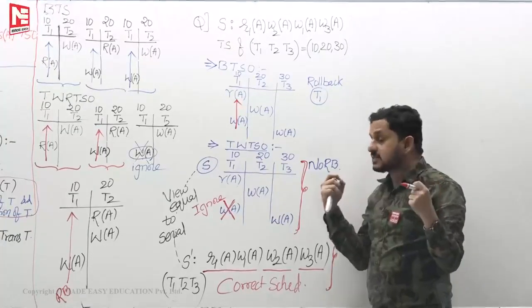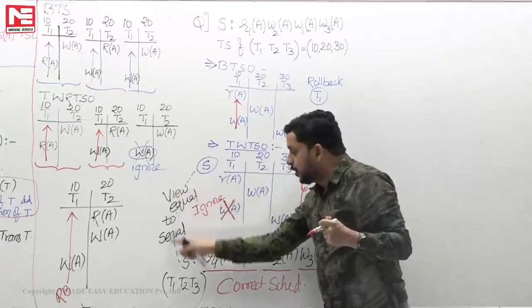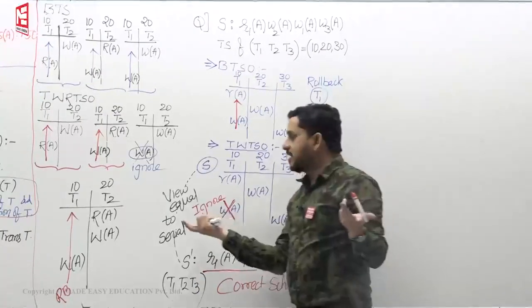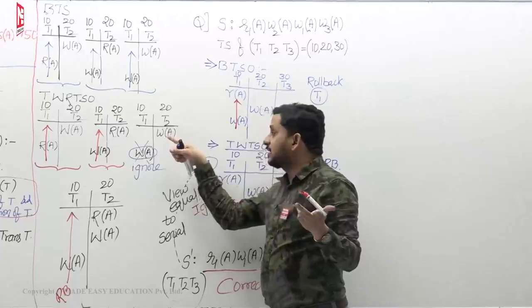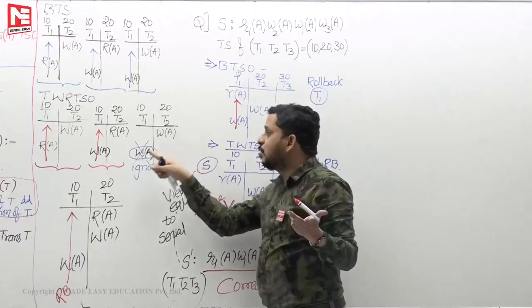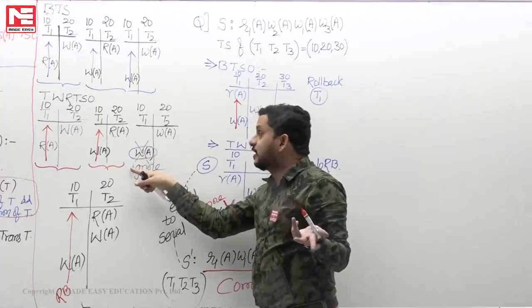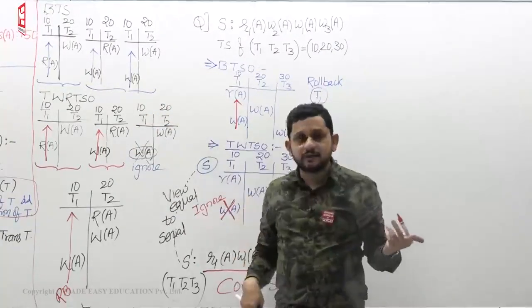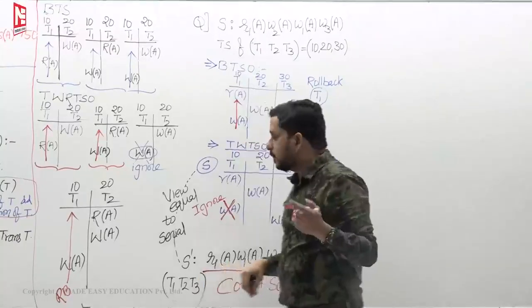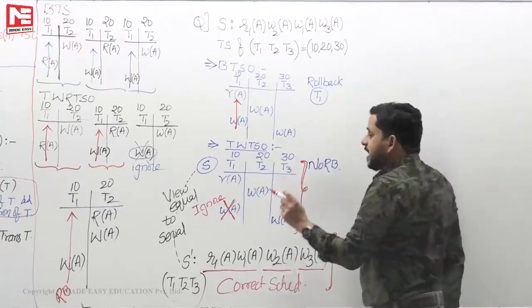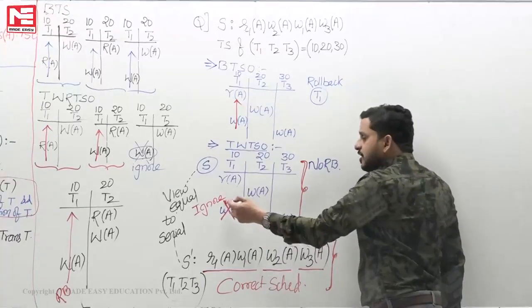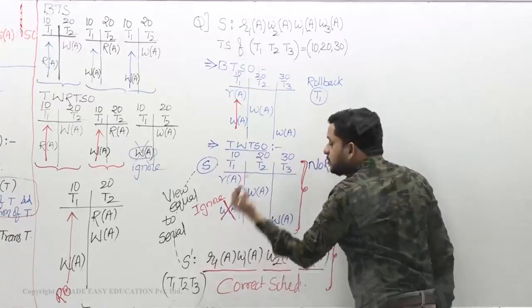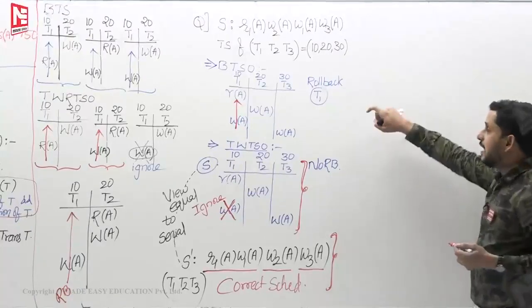Whereas Thomas write rule makes sure that view equals serial. Then final write matters. Okay? If a younger transaction has already written, and we ignore the older transaction's write operation, the result is view equal to the serial T1 followed by T2. So what is the idea of ignoring this write? Even if I ignore this write, the result of the schedule is view equal to this serial. Okay? That is the idea.